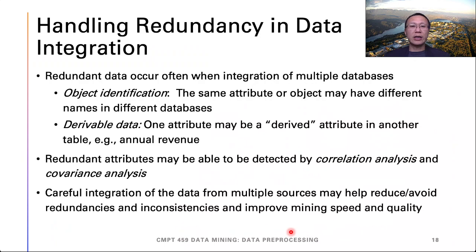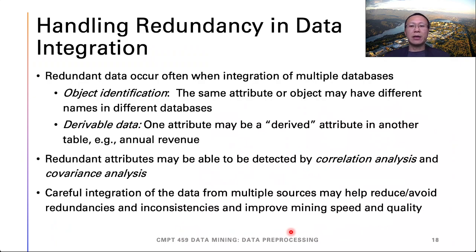Another situation is the derivable data. One attribute may be derived from another attribute. For example, we may have the data about the sales in every month, and we may have another attribute to say what's the annual average sales or annual total sales. Then, of course, the annual total sales should be derivable from the 12 attributes of the sales in all the months. Then we need to identify such redundancy.